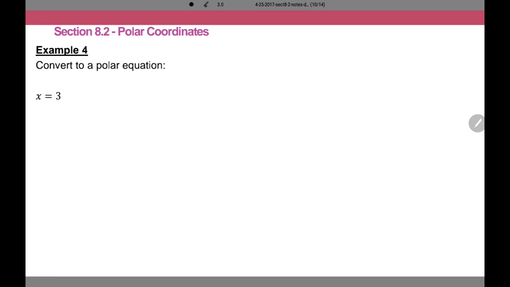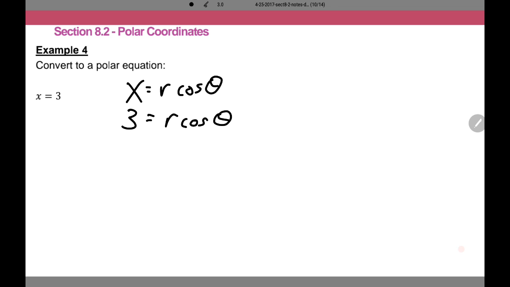Sometimes we also have to convert to a polar equation. There's going to be times when doing a polar equation is going to be a lot easier than having Cartesian coordinates. So we've got this. Now we just need to remember that x equals r cosine of theta. It's one of our ways to convert. So since that's the case, we know what x is. So 3 equals r cosine theta. And we're going to solve this for r.